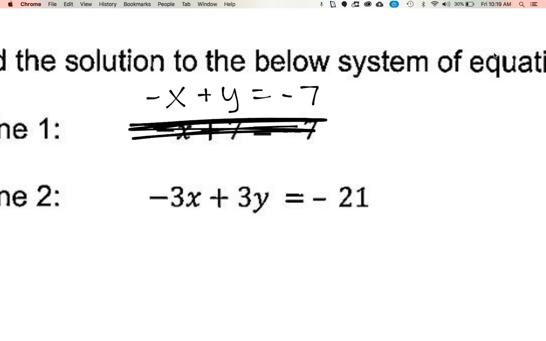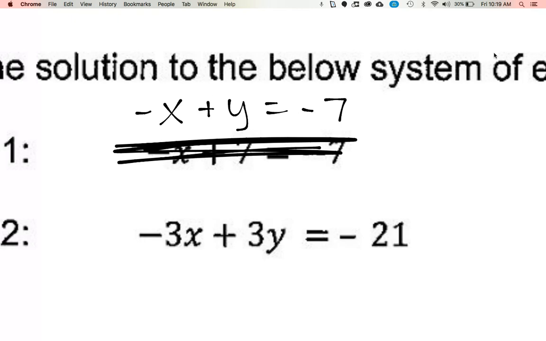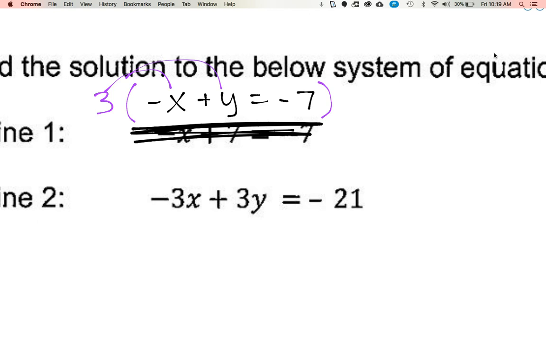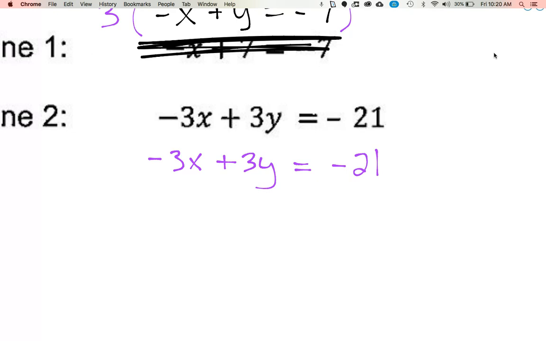So if you look at these two equations now, this bottom one, hopefully it's starting to jump out at you that it's just a multiple of this top equation. Every one is multiplied by 3. So if I multiply that by 3, I get negative 3x plus 3y equals negative 21. It's the same exact equation.